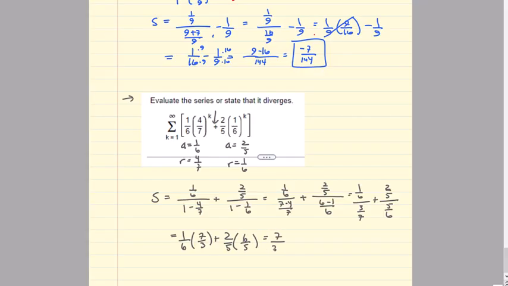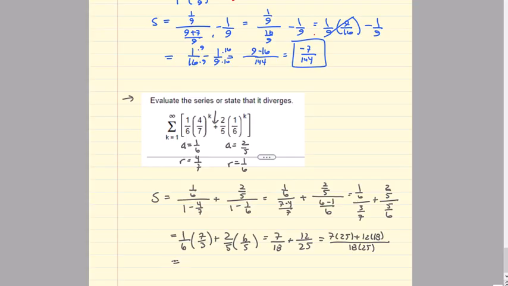So I get 7 over 18 plus 12 over 25. So I'd want a common denominator here. Probably the easiest way to go is just take 18 times 25. I'm pretty sure that's what it would be. So I'd have 7 times 25 plus 12 times 18 all over 18 times 25.